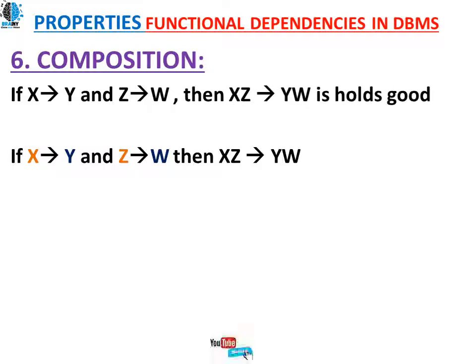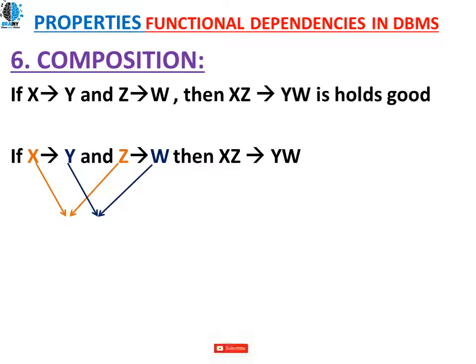So what does it mean? Y depends on X and W depends on Z. So here the left hand side attributes are X and Z. If I combine these two left hand side attributes, and the right hand side attributes Y and W, then the combination of Y and W should depend on the combination of X and Z. So the combination will be like this.